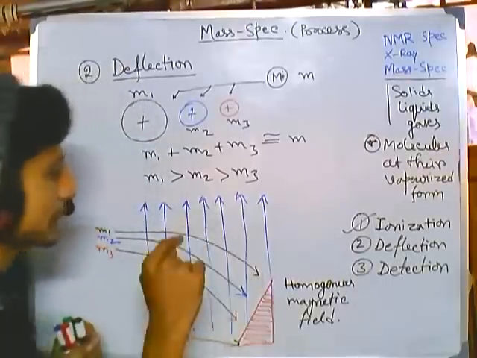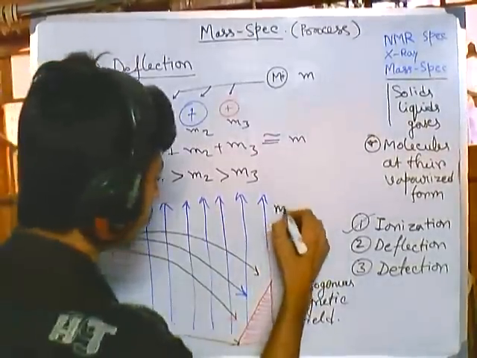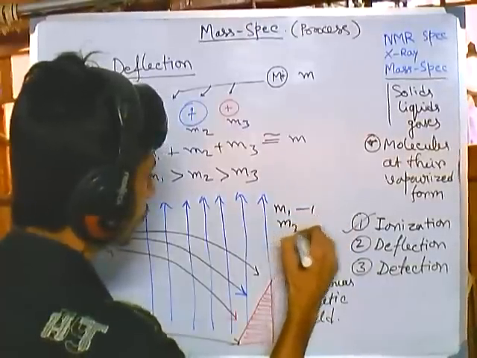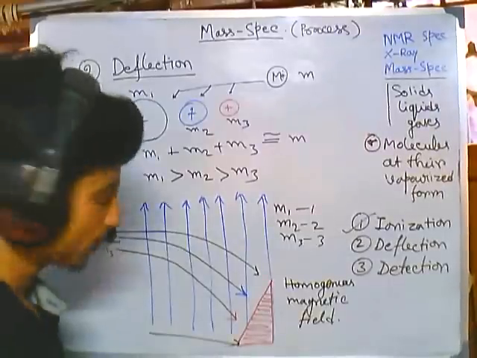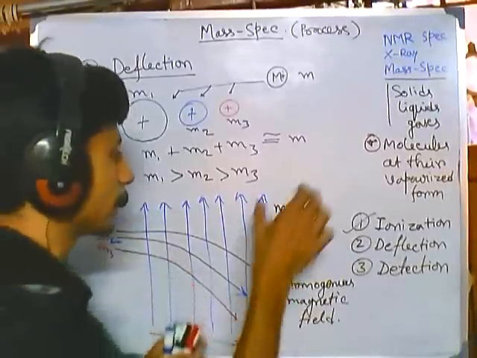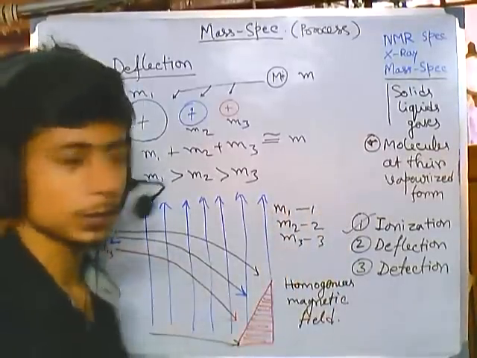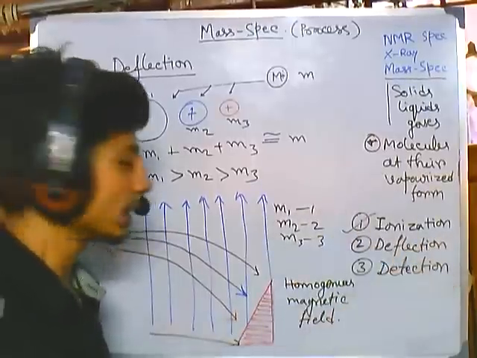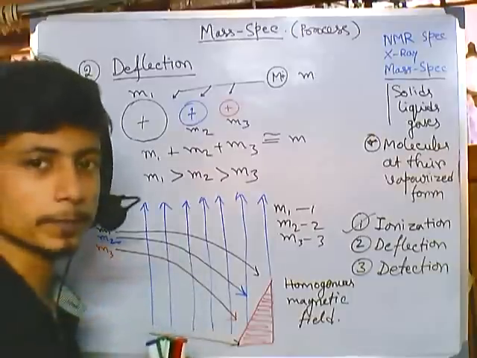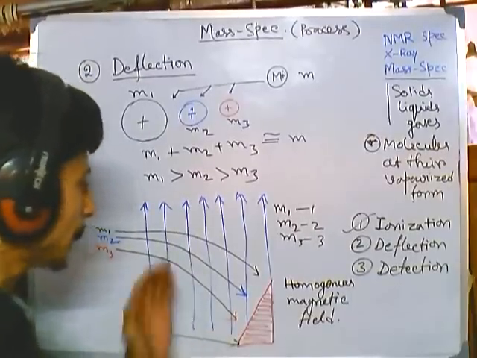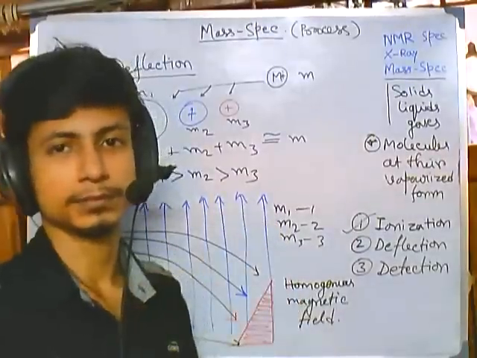So they will reach the detector one by one. The detection pattern will be first M1, M2 second, M3 third. So the detector will be hit first by M1, then M2, then M3. That's how they will be detected here. We'll be talking about the detection method in detail later, but here this deflection or deviation is very, very important. Why? Because it gives the system a pattern of detection, right?